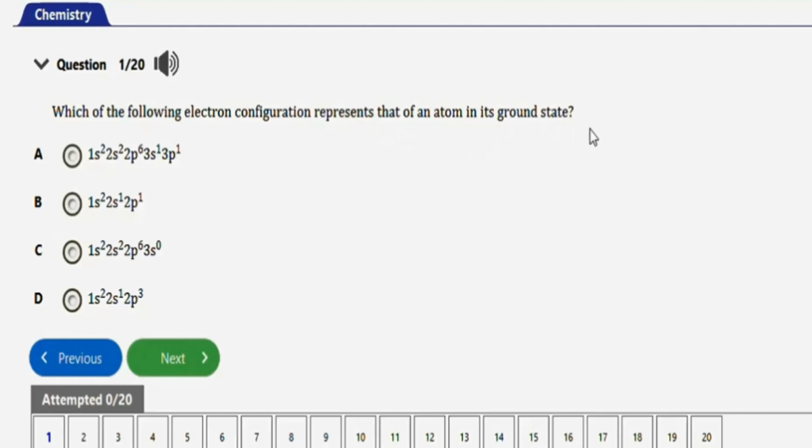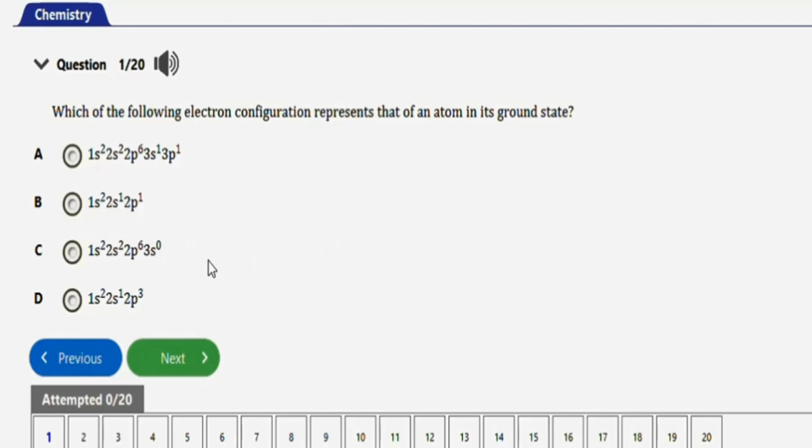atom in its ground state? Ground state is a state that is not excited. So basically it has to be an inert element which has no excitement. So let's take the one that is inert, a noble gas. This one is option C, 1s2, 2s2, 2p6. So this is neon.